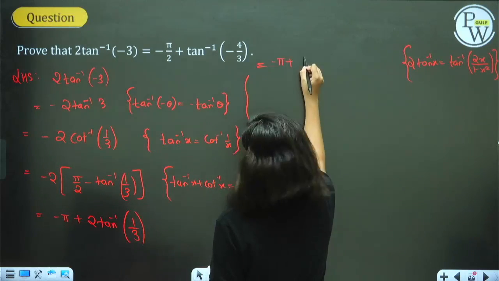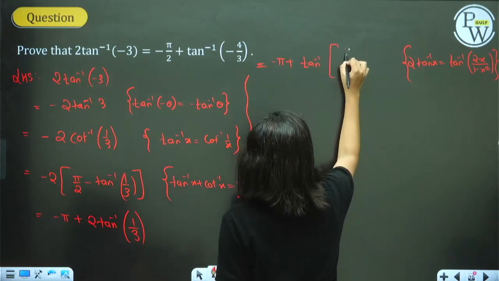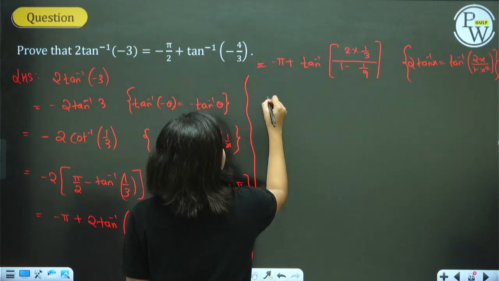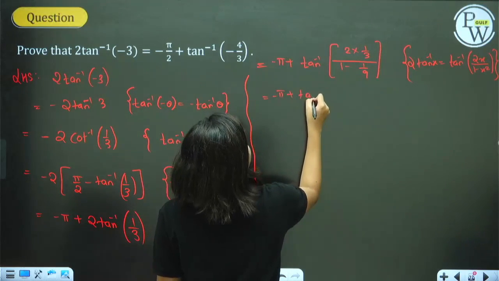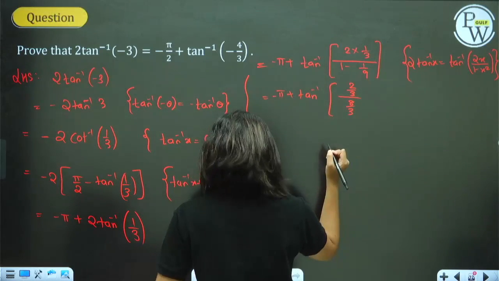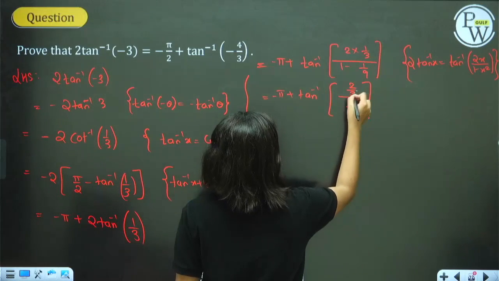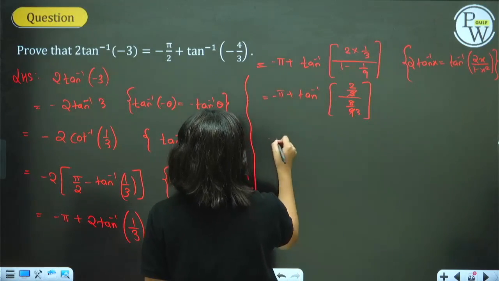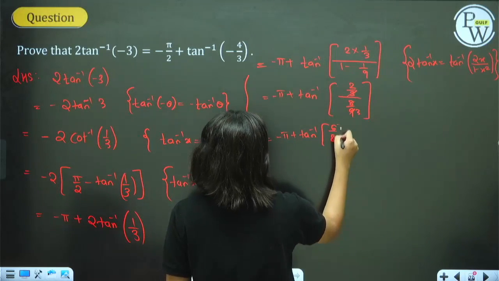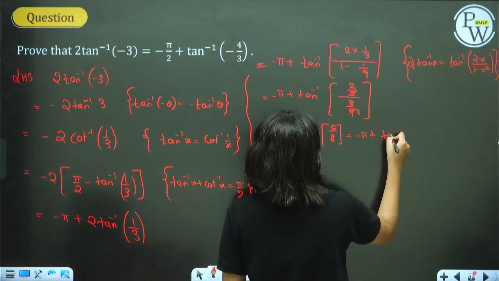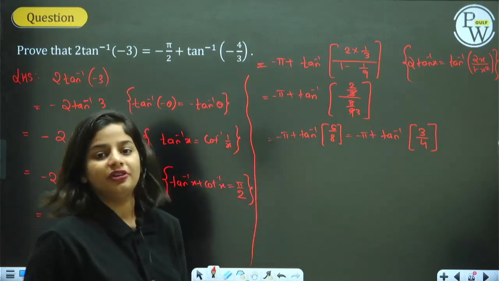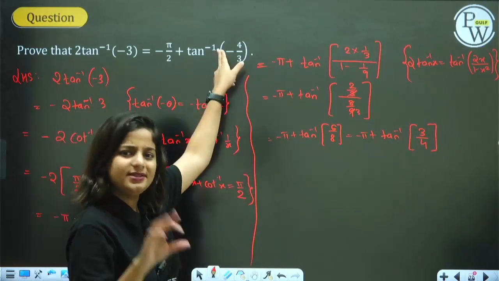Minus pi plus tan inverse of 2 into 1 by 3 upon 1 minus 1 by 9, 1 by 3 the whole square. Minus pi plus tan inverse 2 by 3 upon 9 minus 1, 8 by 9, 3 1s are 3, 3 goes up, as minus pi plus tan inverse of 6 by 8, which is equal to minus pi plus tan inverse of 3 by 4. We need 4 by 3, not 3 by 4. Okay, the minus sign will take care.